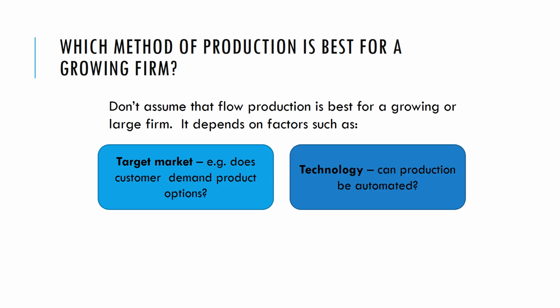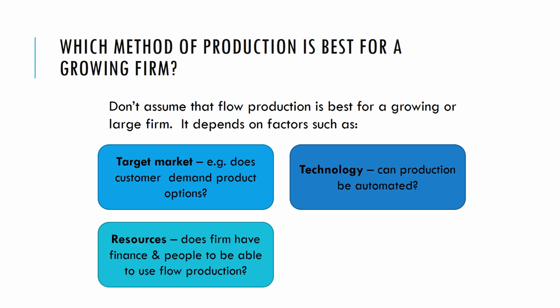Can production be automated? Or perhaps if it can't be, then you have to rely on individual workers, and maybe batch or job would be more appropriate. A big one for growing firms is, do they have the finances in place or the amount of people to be able to create a flow production line?